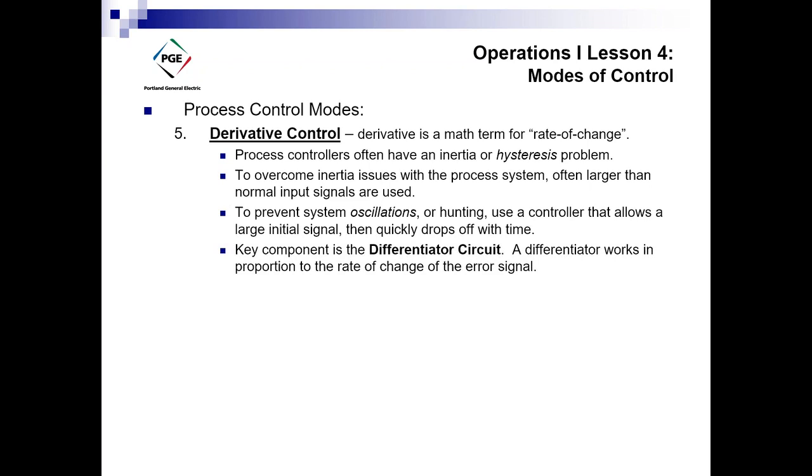So a differentiator works in proportion to the rate of change of the error signal. If the error signal is changing really fast, the differential or derivative control signal is going to be very large. If it's moving very slow, the derivative control signal may be very small, or it may just have a lag time where it doesn't even start until you get a certain error level.